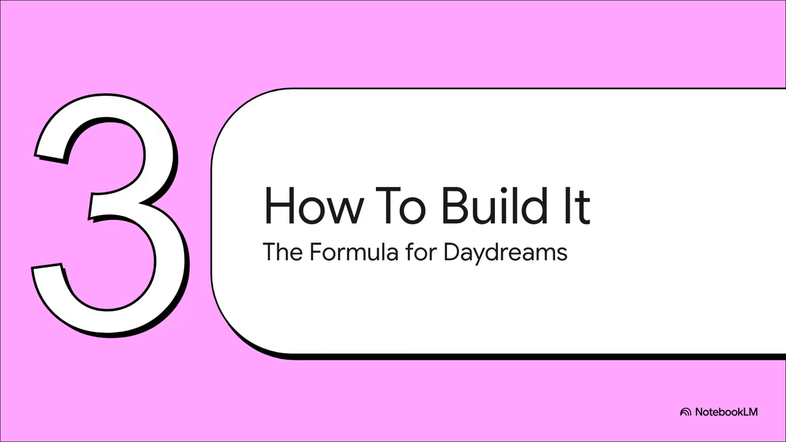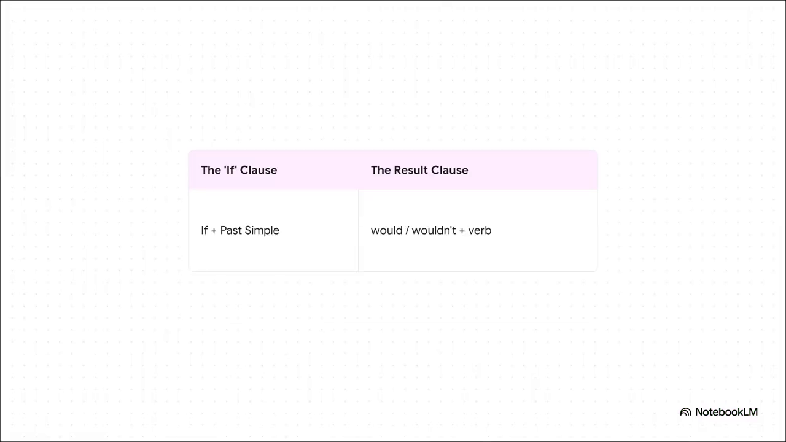Okay, so we know what it's for. But how do we actually put one of these sentences together? Let's get practical and look at the simple formula for building your own daydreams. And believe it or not, the formula is super simple. It's just two parts. You've got the if part, which uses the past simple tense, and then you've got the result part, which uses would or wouldn't plus a verb. It's really just, if this happened, then that would happen.